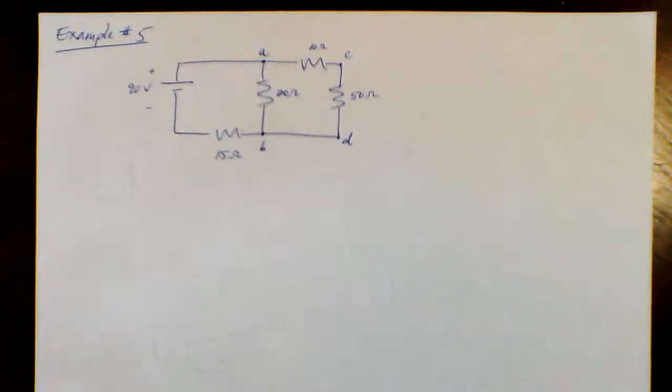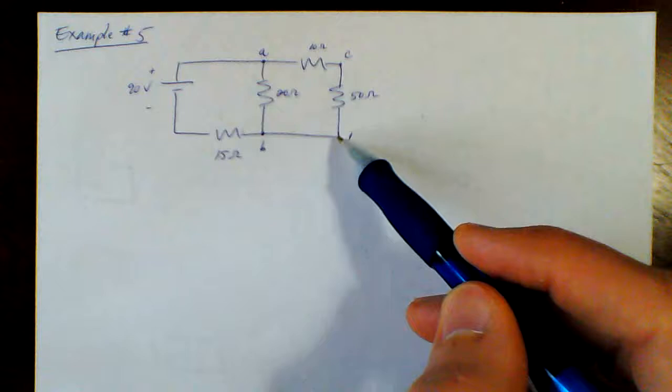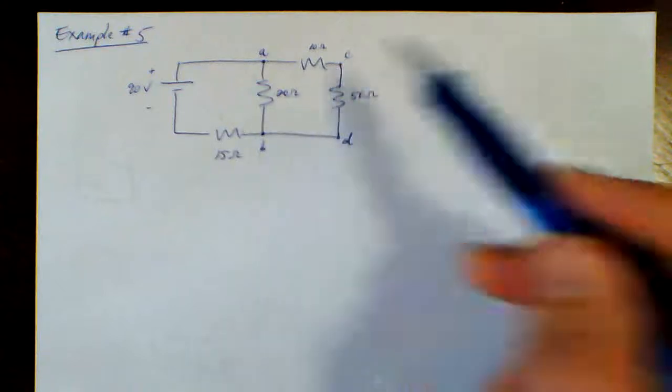All right, example number 5 says, for the circuit shown above, find the equivalent resistance. That's part A. Part B says, find the power dissipated in the circuit. Part C says, find the current and the voltage for each resistor. And then part D says, find the voltages from A to D, that's from here to here, and then from B to C, from there to there.